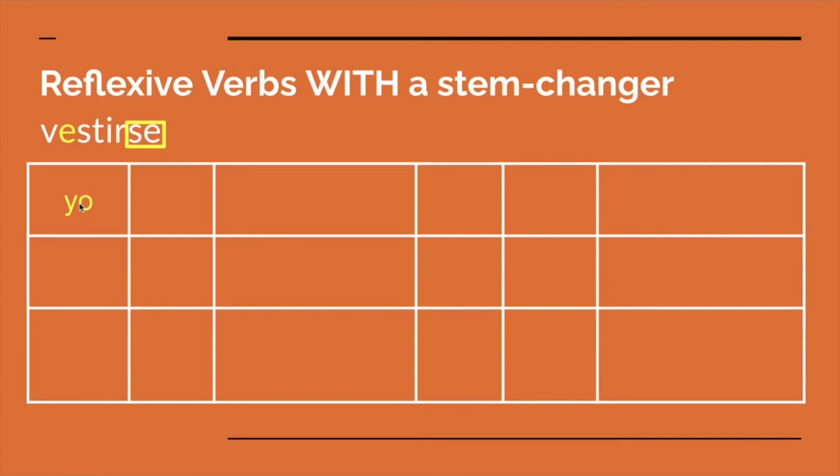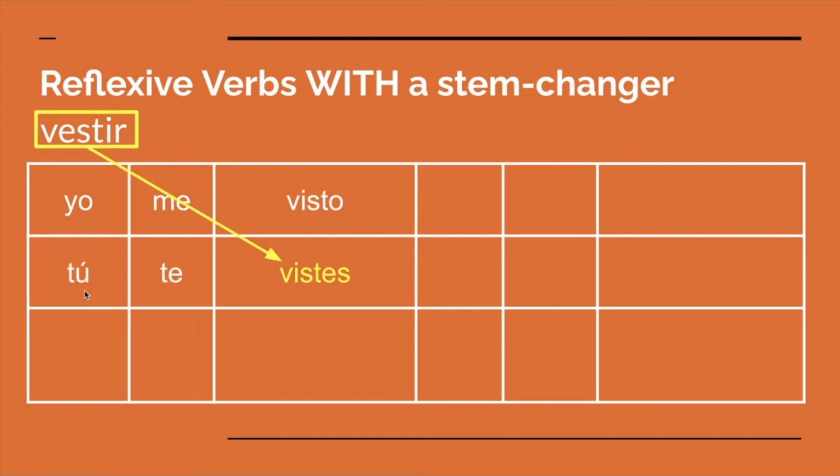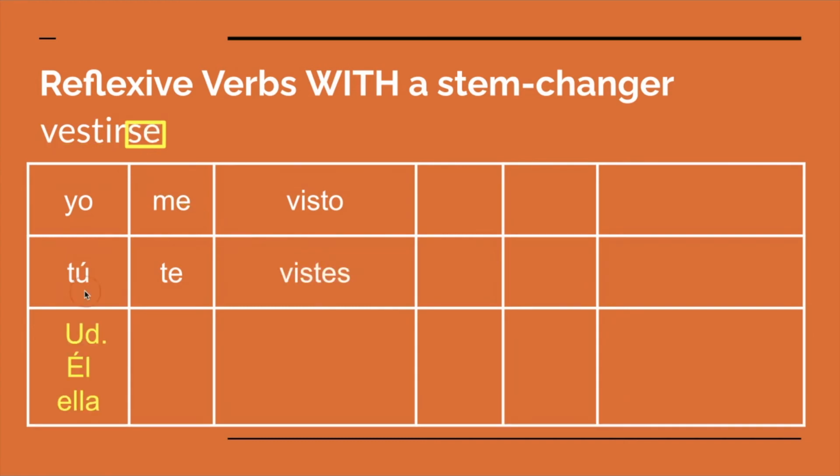We're not going to do it for first and second person plural. Okay, so yo, again, it's me visto. So we have the AR drops, replace it with the O. The E changes to an I. So we got two things happening at once. Vestirse, so we got tú, te vistes. Usted, él, ella, se viste.